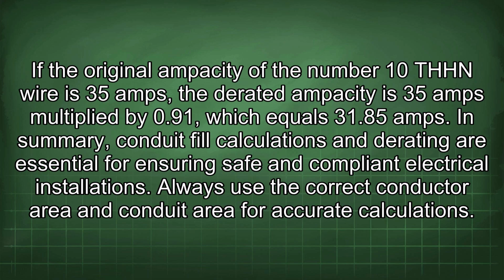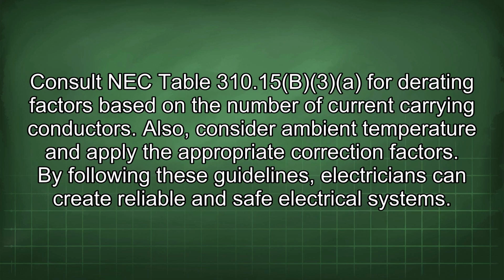Always use the correct conductor area and conduit area for accurate calculations. Consult NEC Table 310.15(B)(3) for derating factors based on the number of current-carrying conductors. Also consider ambient temperature and apply the appropriate correction factors. By following these guidelines, electricians can create reliable and safe electrical systems.